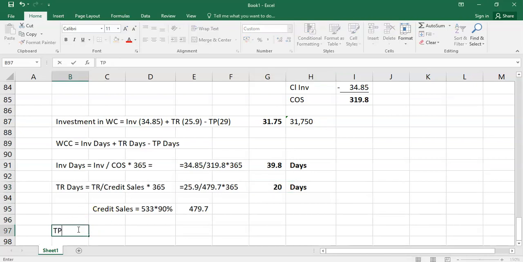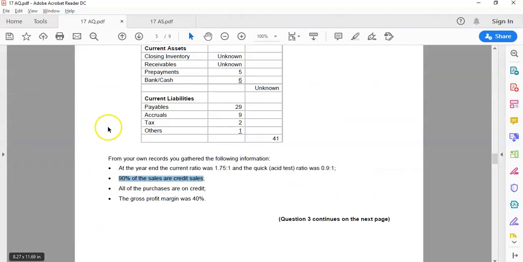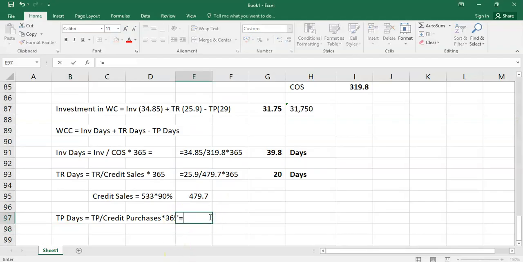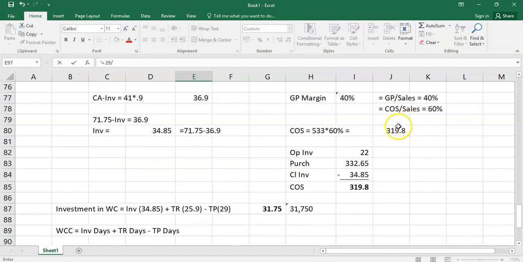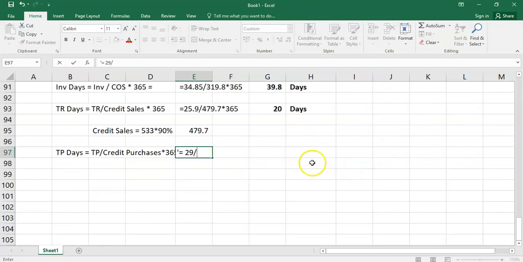And the last one then, trade payable days, is trade payables over credit purchases. That's why we have to figure out purchases, times 365. We're told in the question all purchases are on credit. So that means our payables are 29 over our purchases, which we've calculated, 332.65 times 365.